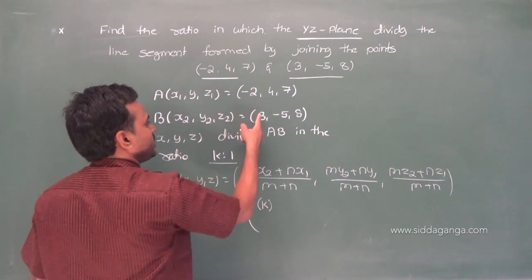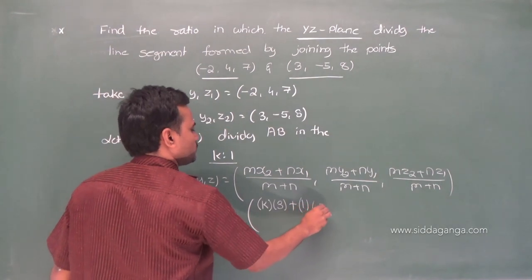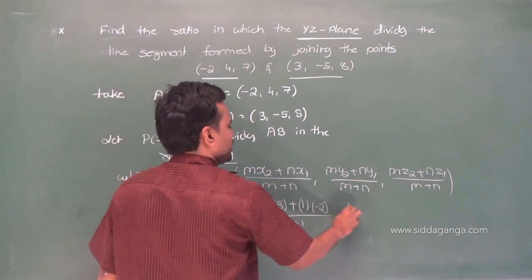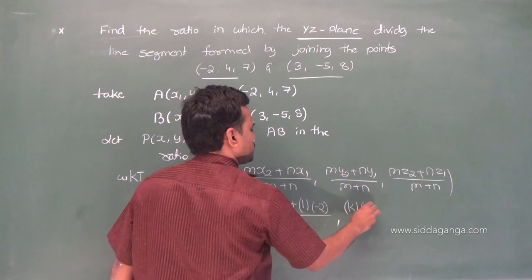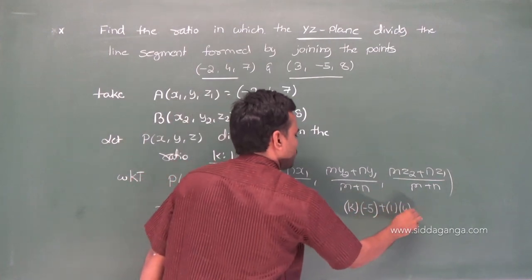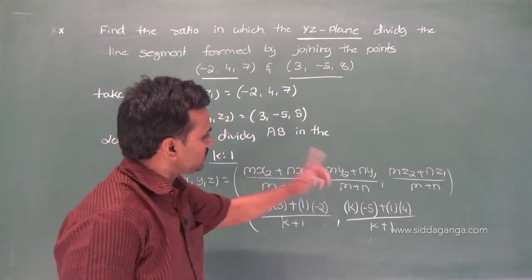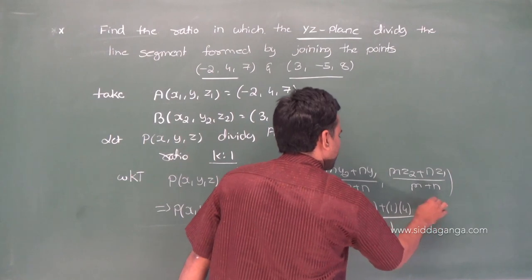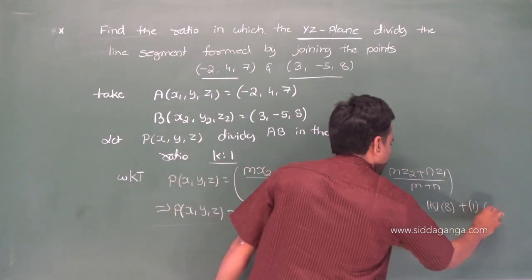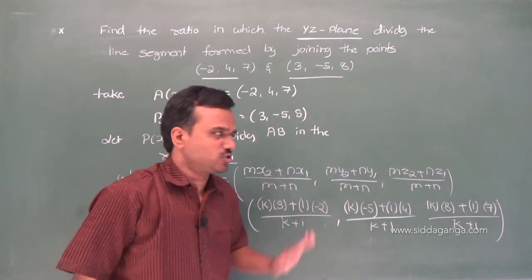is k into x2, x2 is 3, plus 1 into -2, divided by k plus 1. Similarly, y coordinate: k into y2, y2 is -5, plus 1 into 4, divided by k plus 1. X coordinate is over, y coordinate is over. Similarly, z coordinate: k into 8 plus 1 into 7, divided by k plus 1. We substitute all these values.